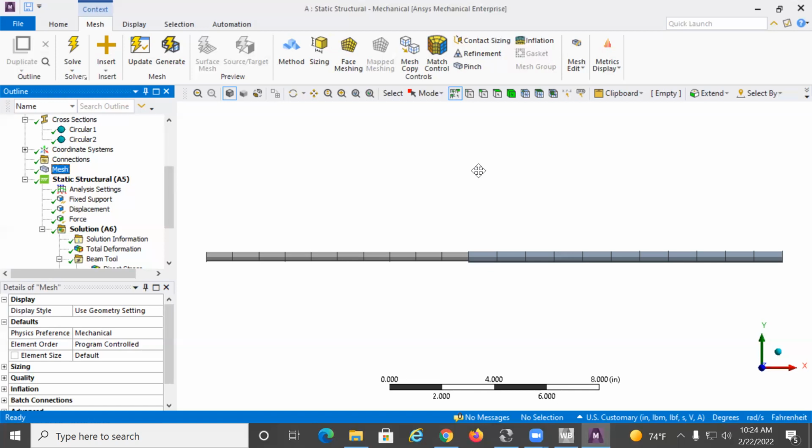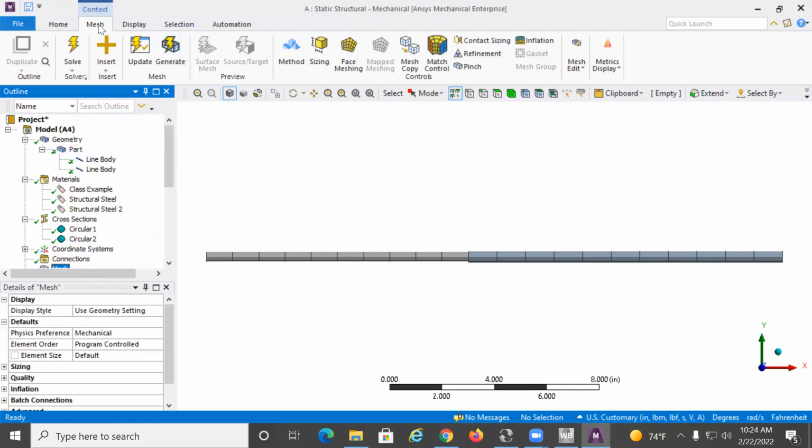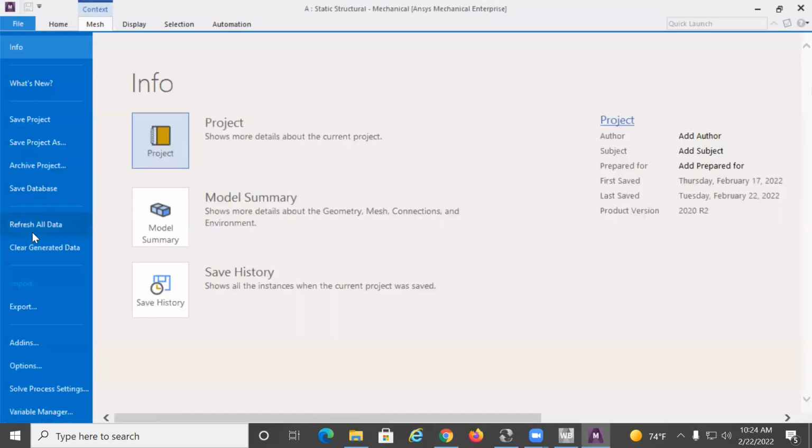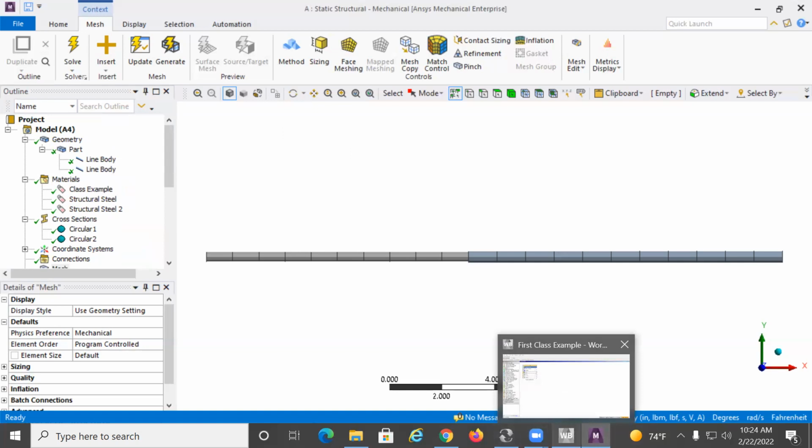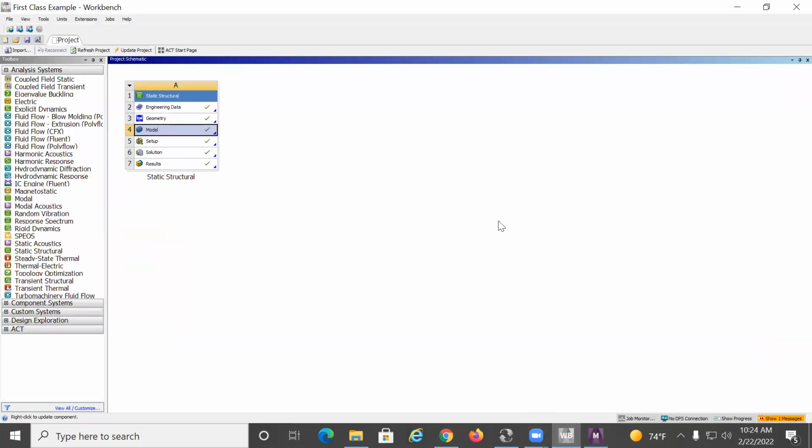All right. So first thing I'm going to do here after we fix that, I am going to save. So I'm going to come here and say, save the project. And if I take you back to Workbench, I only have the static structure analysis. I deleted everything else that we didn't need because we were simply doing a static structure analysis.